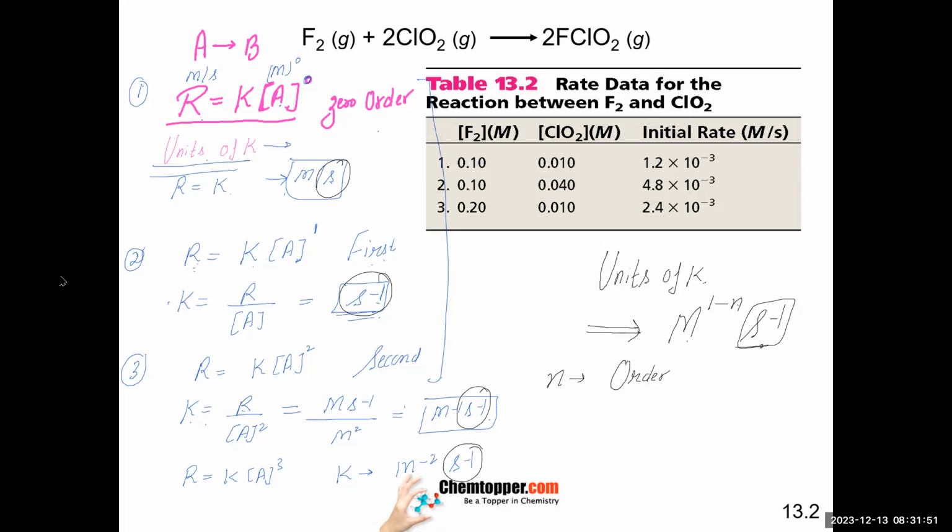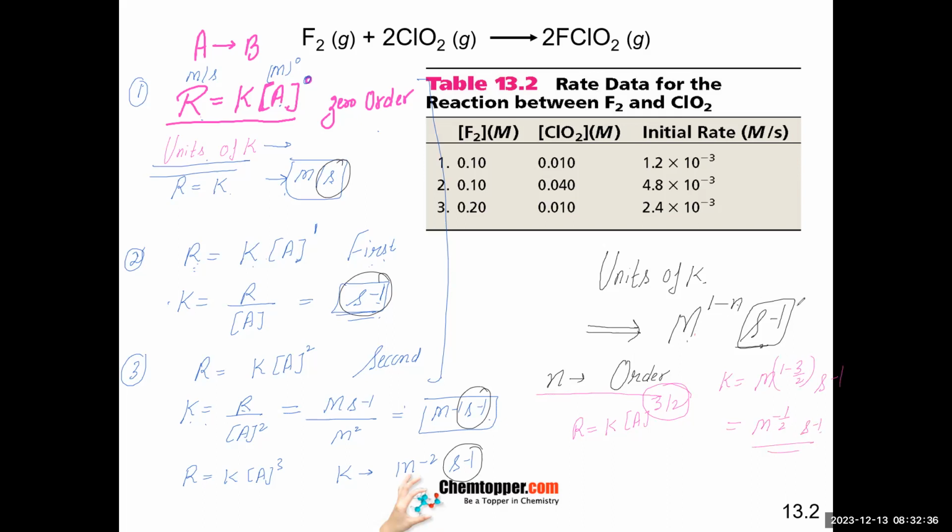So now let's see. n is the order. Now let's say this is the rate law: rate equals K times concentration of A raised to power 3/2. So what's the order here? 3/2. So what's the unit of K? Yes, molarity raised to 1 minus 3/2 per second, right? How much is this? M^-1/2 per second. See?